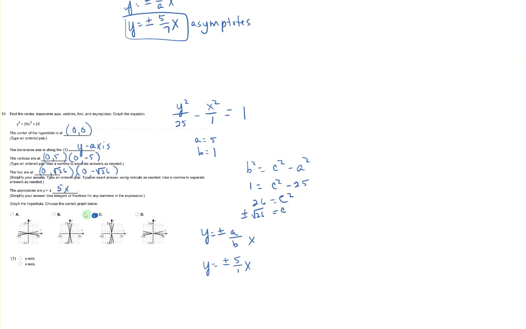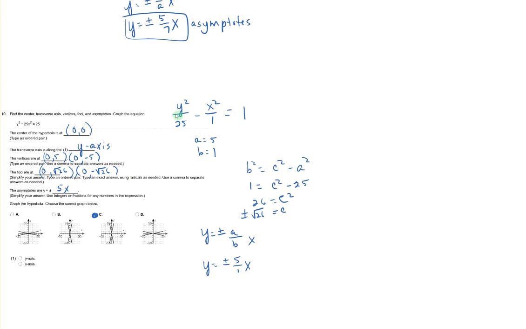Last one, we're doing kind of the same thing. What we do have to remember, you're always wanting to be equal to 1. So we need to divide everything in this equation by 25 to make that 1. When we do, we end up with y squared over 25 minus x squared over 1 equals 1. So A is 5, B is 1.